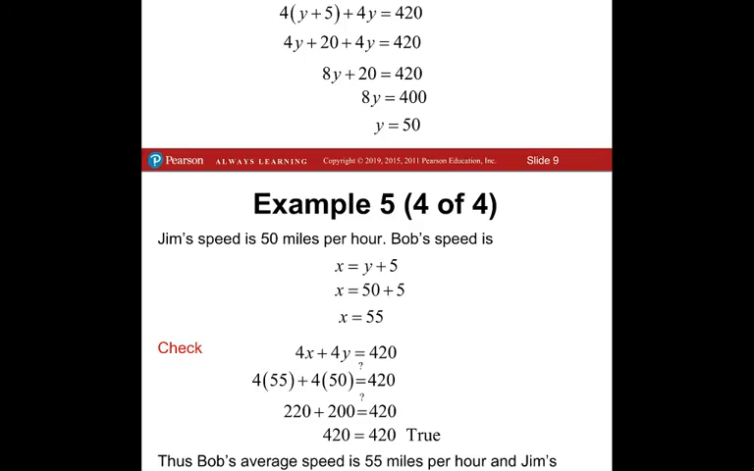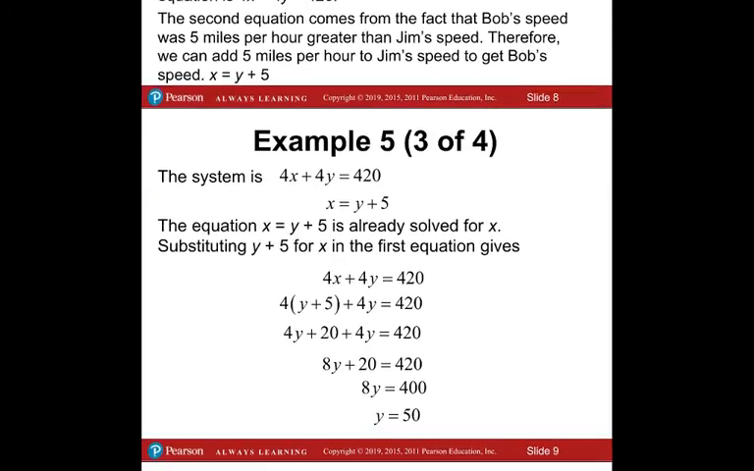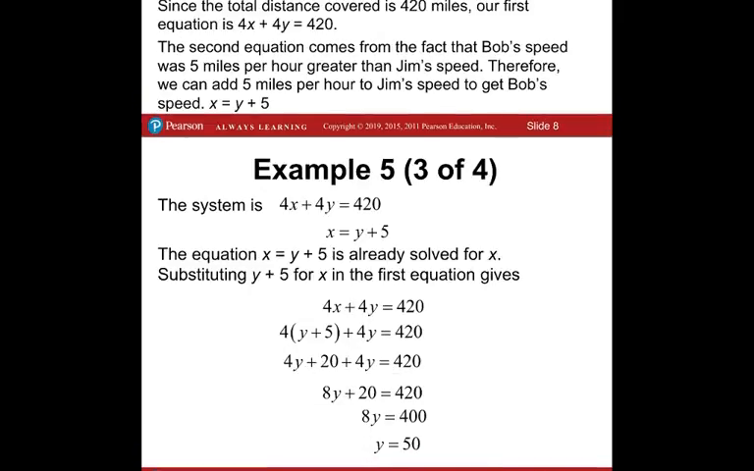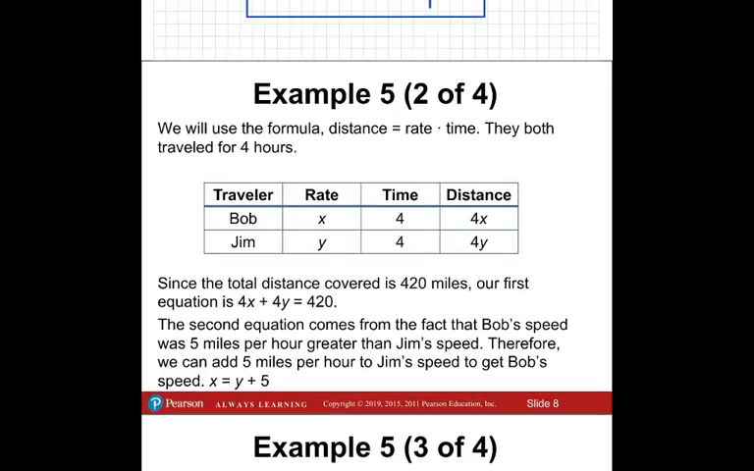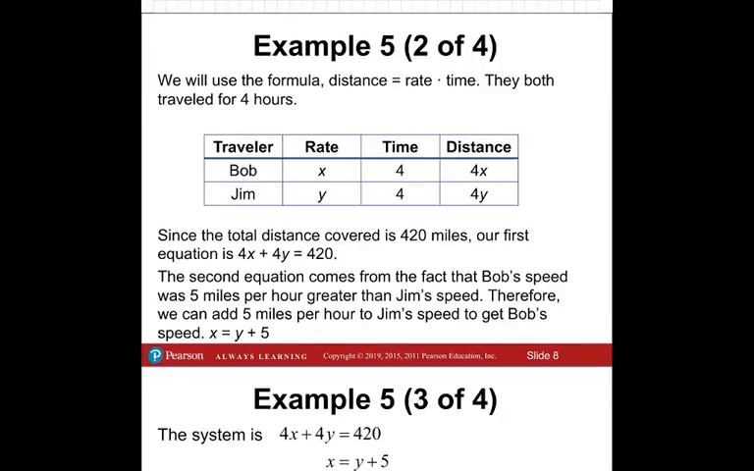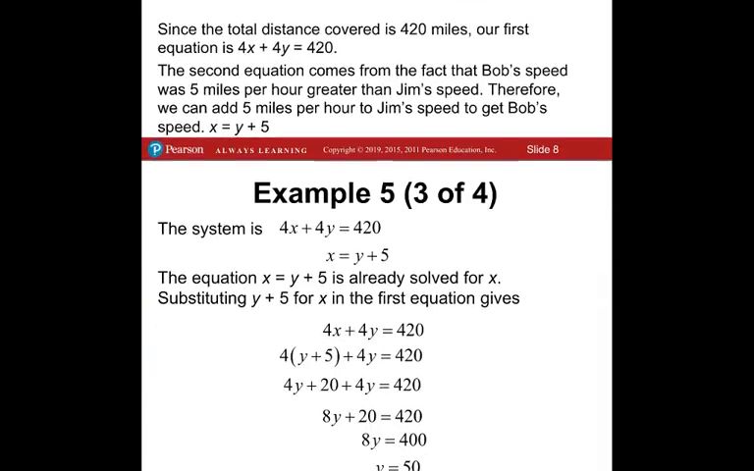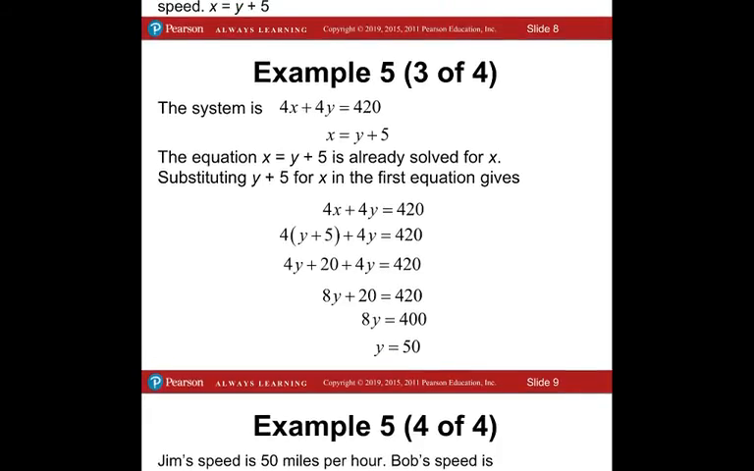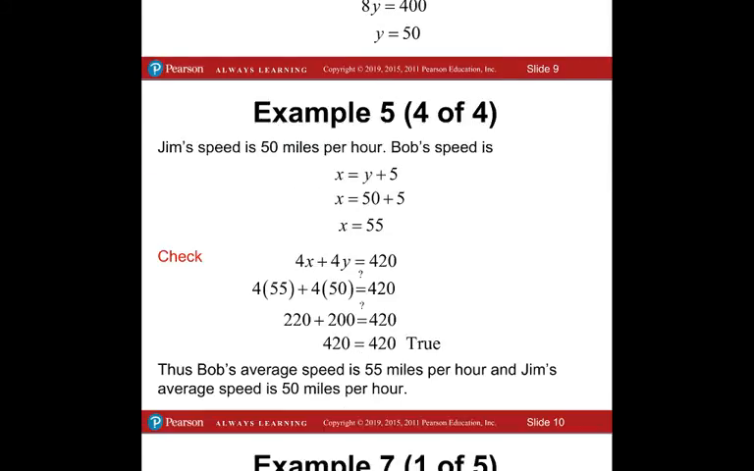Right, now let's look at how they did it. The system is 4 times x plus 4 times y equals 420. x is going to be Bob's speed. They do theirs different. If you want me to explain their technique, I will. Just reach out to me. Bob's rate is x and Jim's rate is y, since they're going at 2 different rates, which is fine. But I like the way that I did it. It's essentially the same, but I feel like introducing more variables makes it more confusing. So that's why I didn't do it that way. But it looks like we got the same result.